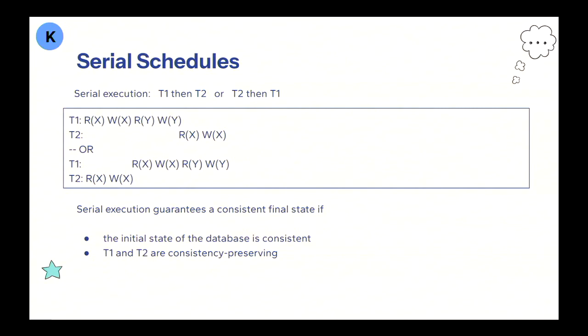So as we just mentioned, there are two types of schedules. The first one is to sequentially execute all the transactions, and this is called serial execution or serial schedule. Which means that we execute the transactions one by one. We finish all the operations of one transaction, and then we start to process the second transaction. So this is called serial execution. And like we have discussed, serial execution will guarantee a consistent final state if the initial state is consistent and all the transactions are correct.